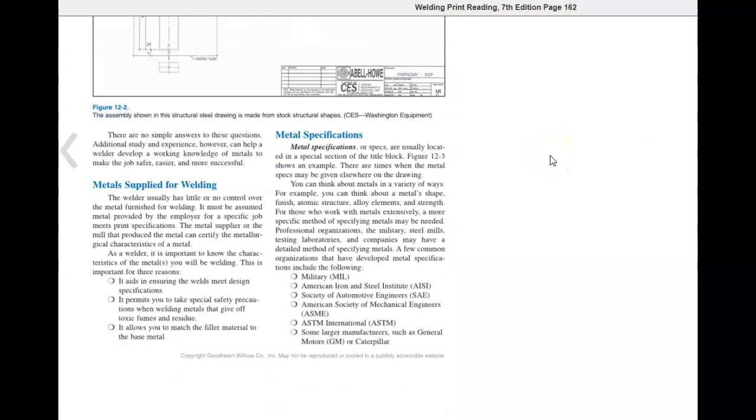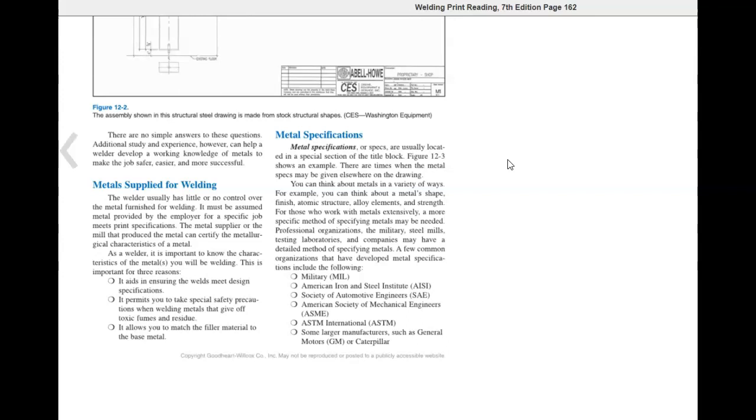There are no simple answers to these questions. Additionally, study and experience, however, can help a welder develop a working knowledge of metals to make a job safer, easier, and more successful. Metals supplied for welding. The welder usually has little or no control over the metal furnished for welding. It must be assumed metal provided by the employer for a specific job meets print specifications. The metal supplier or the mill that produced the metal can certify the metallurgic characteristics of the metal.